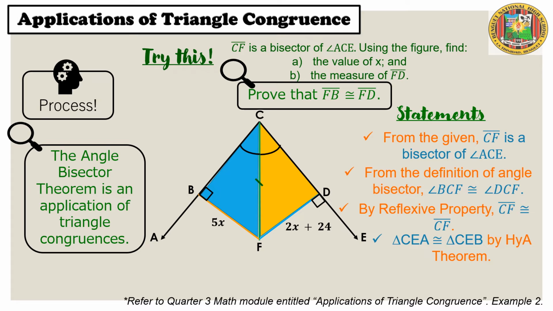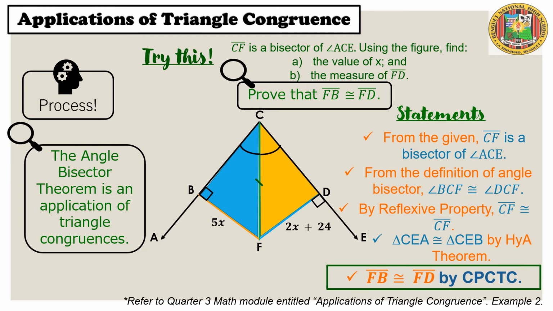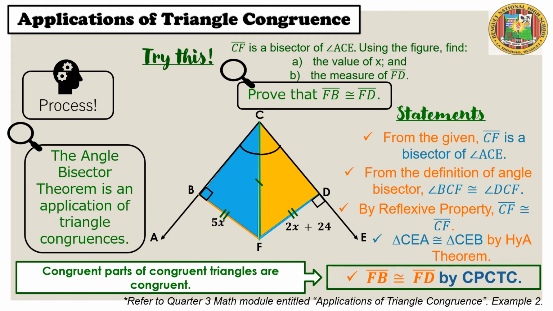Now that the triangles are proven congruent, we can say that side FB is congruent to side FD through CPCTC, or that congruent parts of congruent triangles are congruent.